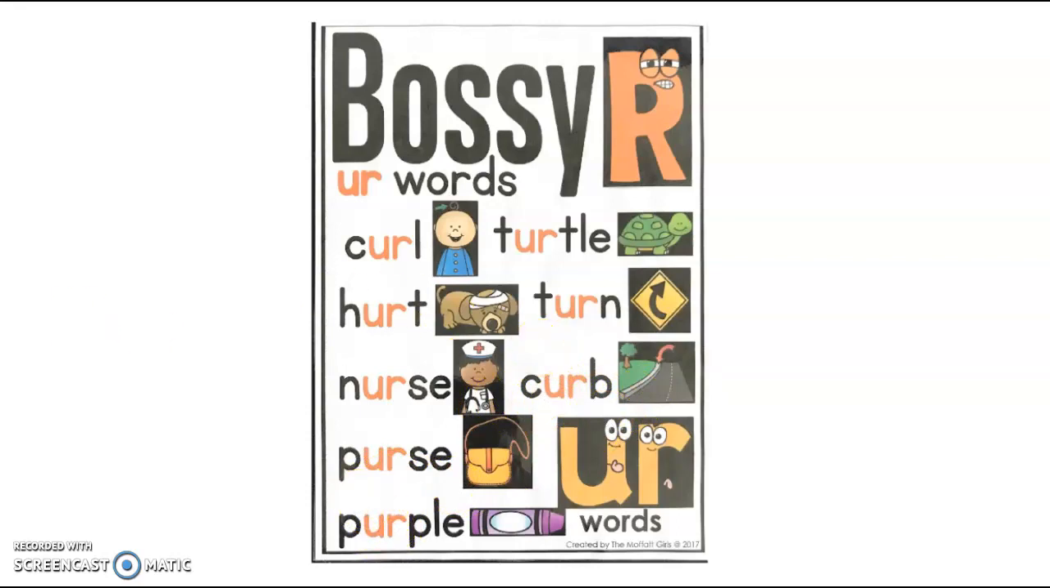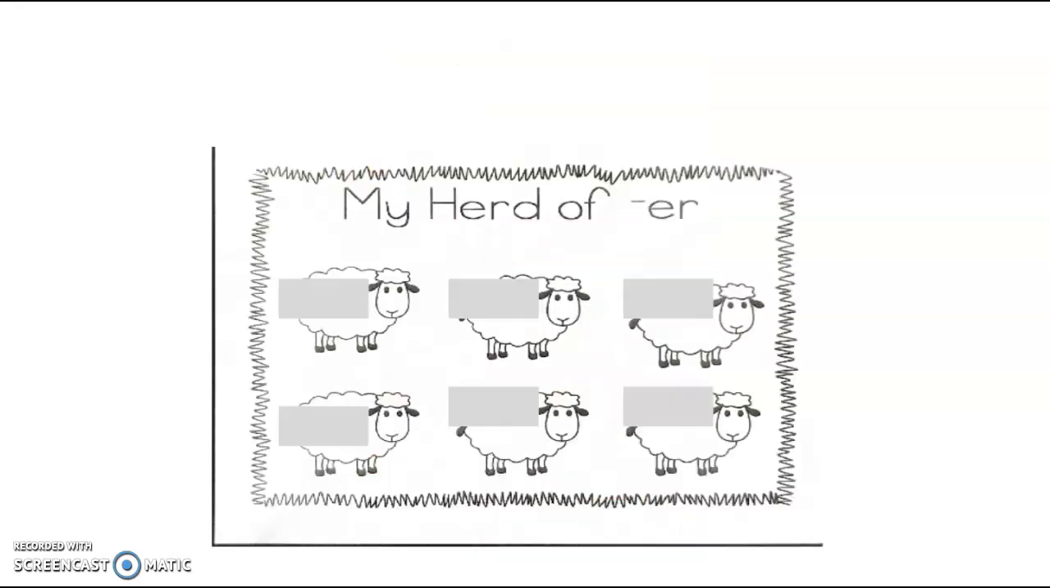All right, so now we're going to practice what we've learned. At this point, you should get your worksheet or a piece of paper, and we're going to go back and practice this. We're going to start with our ER words. So we have a herd here, a herd of ER. So let's think of some ER words. Well, the first word I'm going to use is fern, F-E-R-N, fern. That's a type of plant.